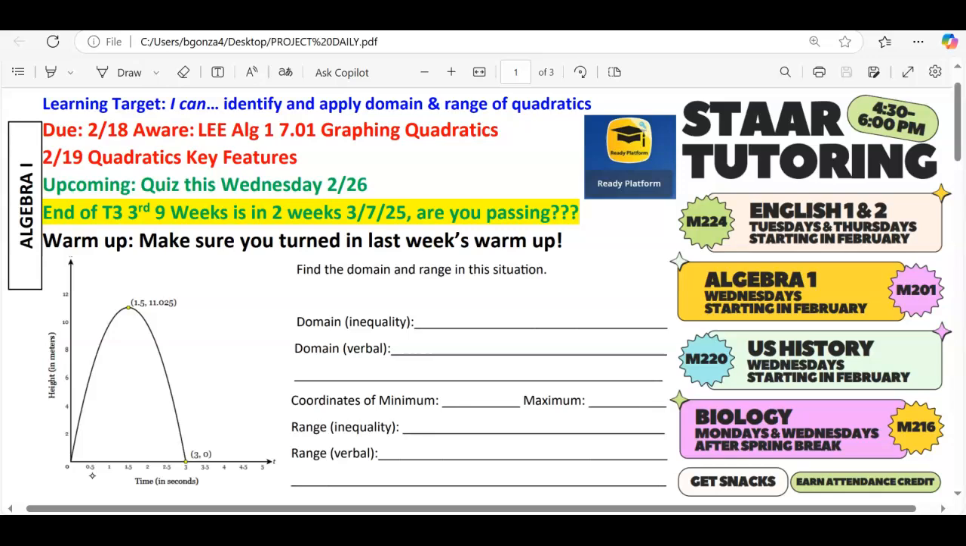Wednesday, after school, free snacks. Come and get them. After school, M201, my room. Sound good? Please attend. Now, let's do this.